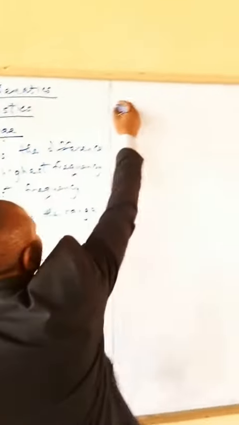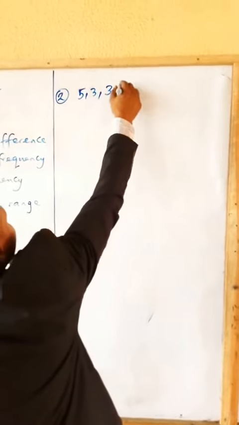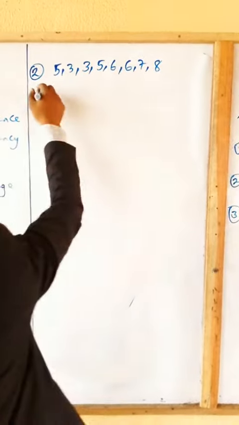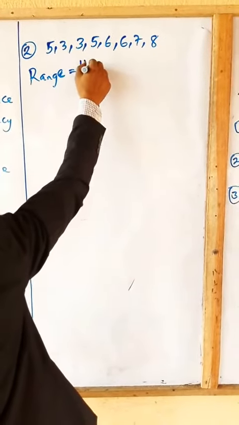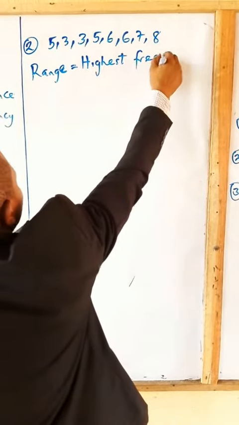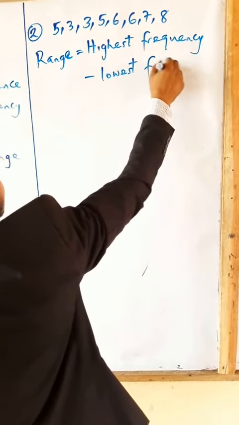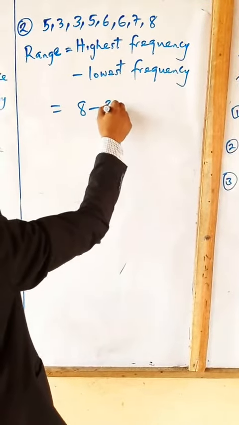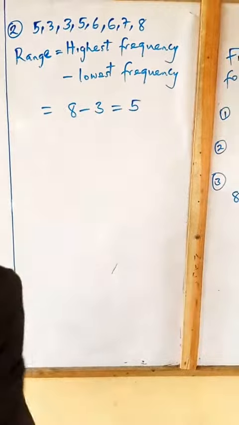That's our answer. Let's solve question 2. We have 5, 3, 3, 5, 6, 6, 7, 8. So range is equal to highest frequency minus lowest frequency. The highest frequency here is 8, while the lowest frequency is 3. So we are going to have 8 minus 3, which will give us 5.